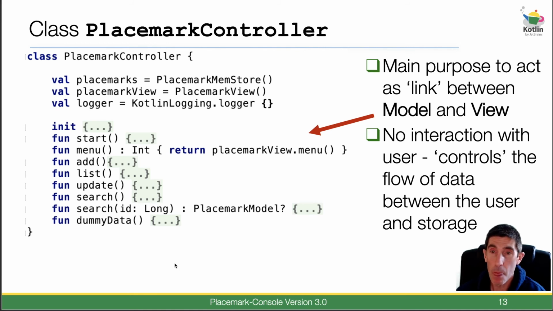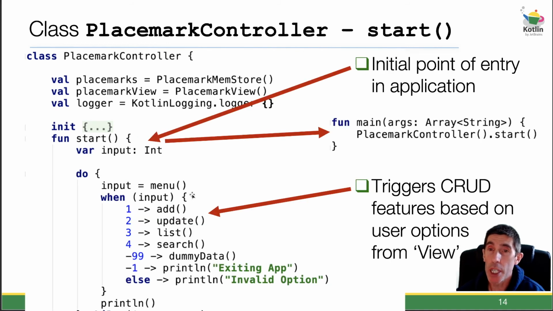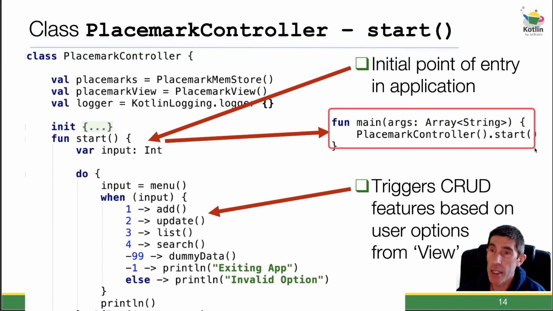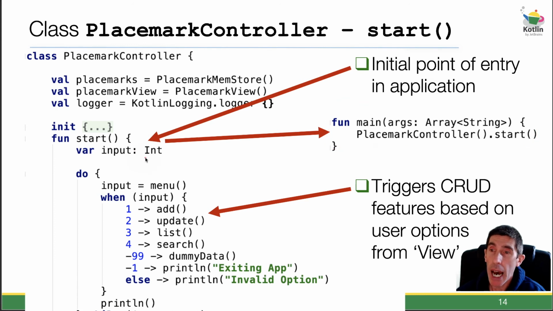Okay, so if we look at it here in a bit more detail, there's that start. That's the initial point of entry in our application, and there it is, function main, that start getting triggered. It triggers the CRUD features based on the user options from the view.